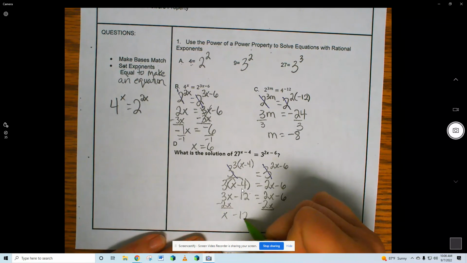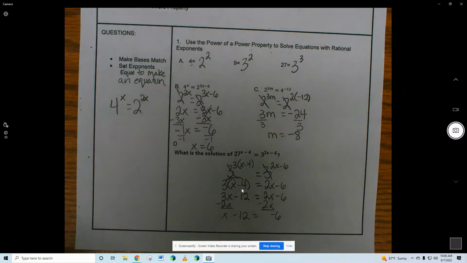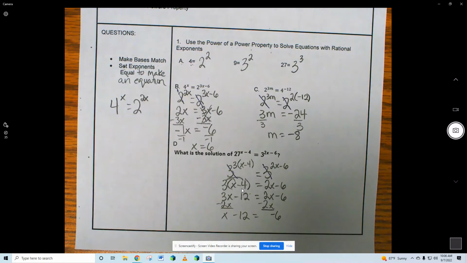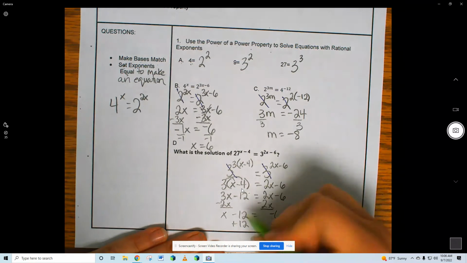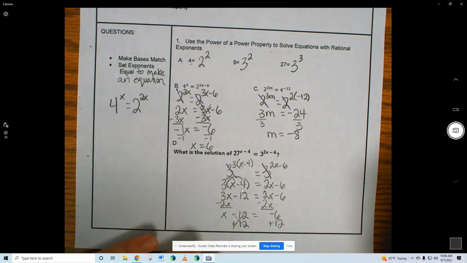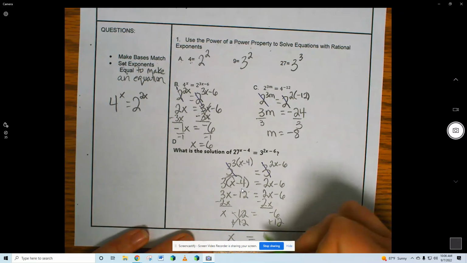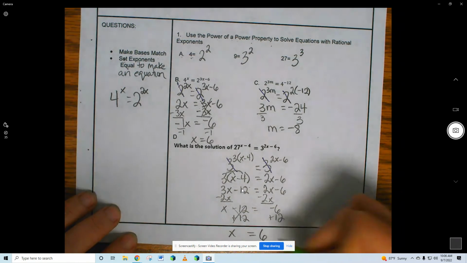X take away 12 equals negative 6. Get the 12 over. It's a minus 12. How do I move a minus 12? Add 12. Because I want it to disappear. Negative 12 and positive 12 makes 0. This is good. X equals negative 6 plus 12. 6, positive 6.